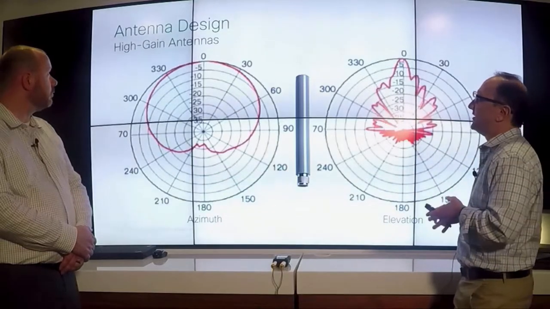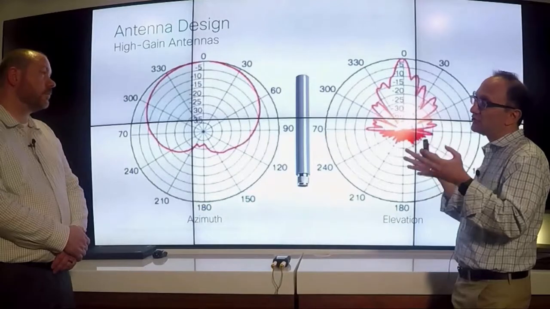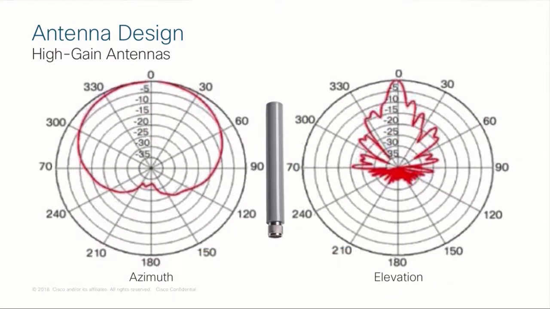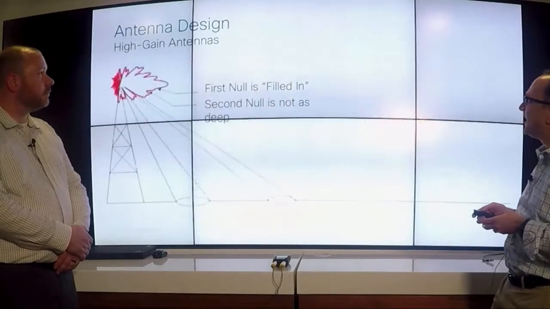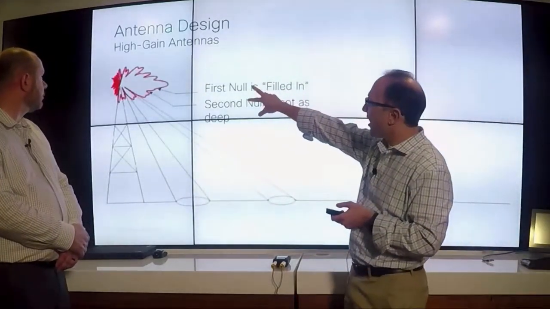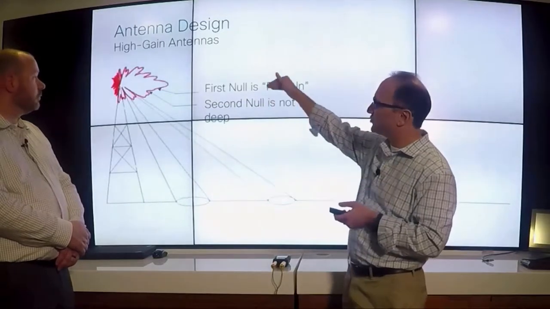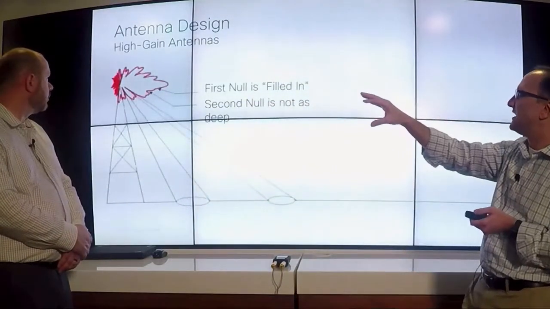Looking at it from a different angle, what if I want to get some really, really high gain? Here there are some pretty interesting trade-offs. Look at the elevation plane here. It's a little blurry, but it's really, really jagged, as opposed to the smoother patterns we'd seen before. The reason for this is that in order to get the real distance, I'm trying to fill in those nulls, so I've really got that focused beam.